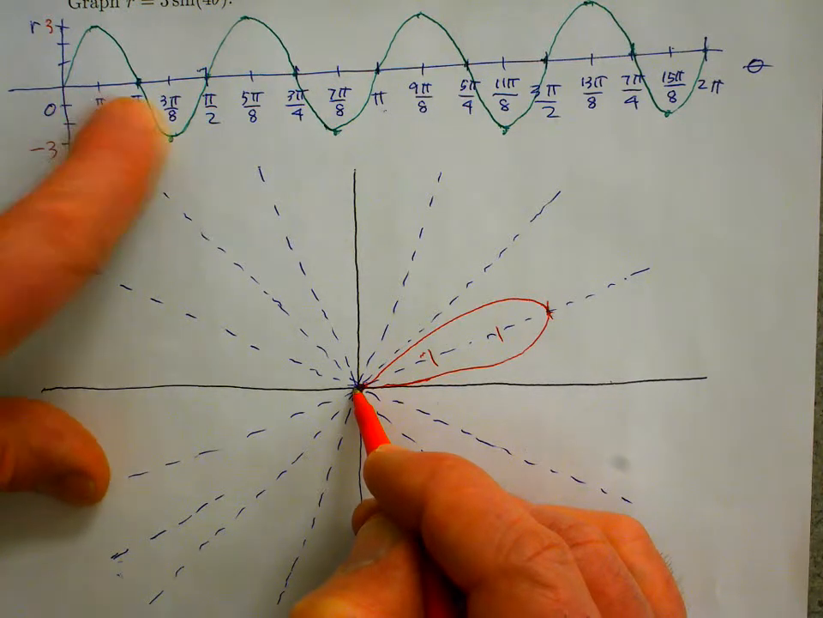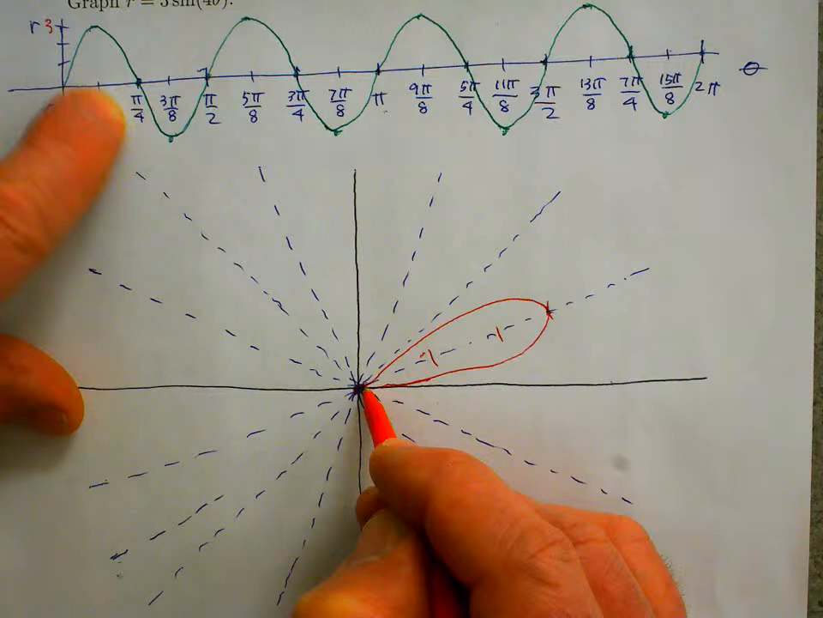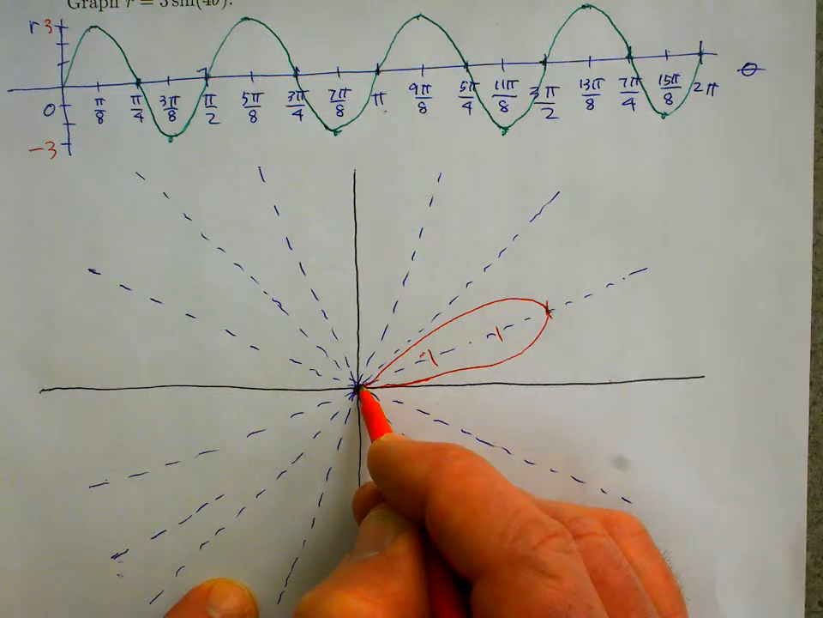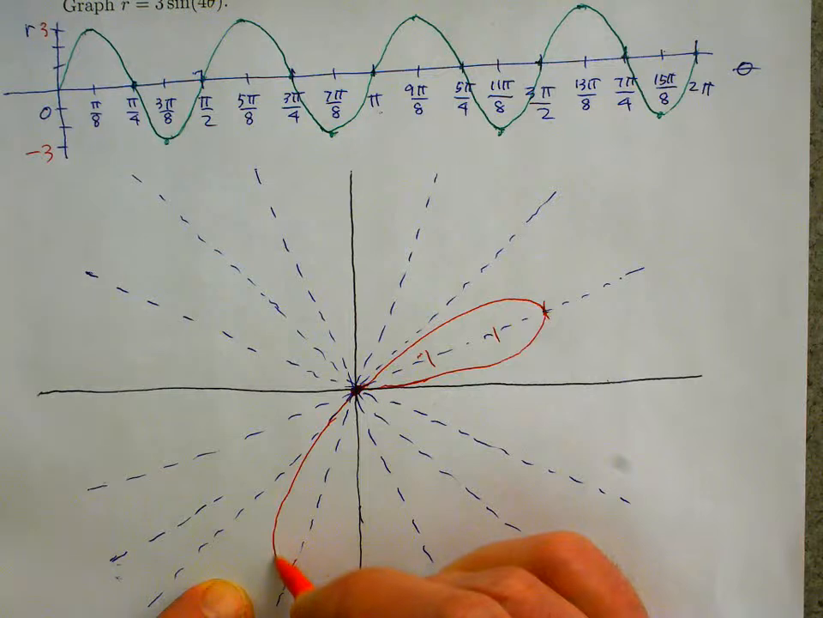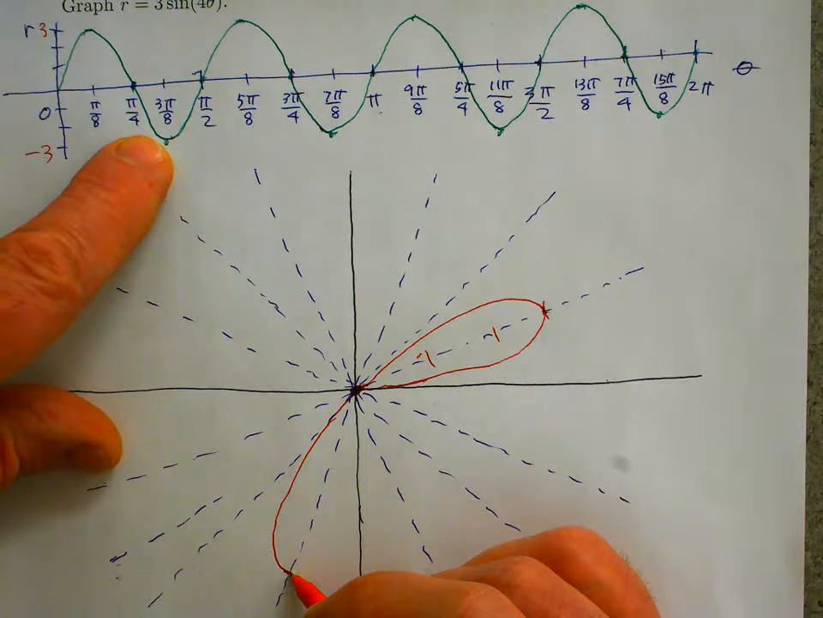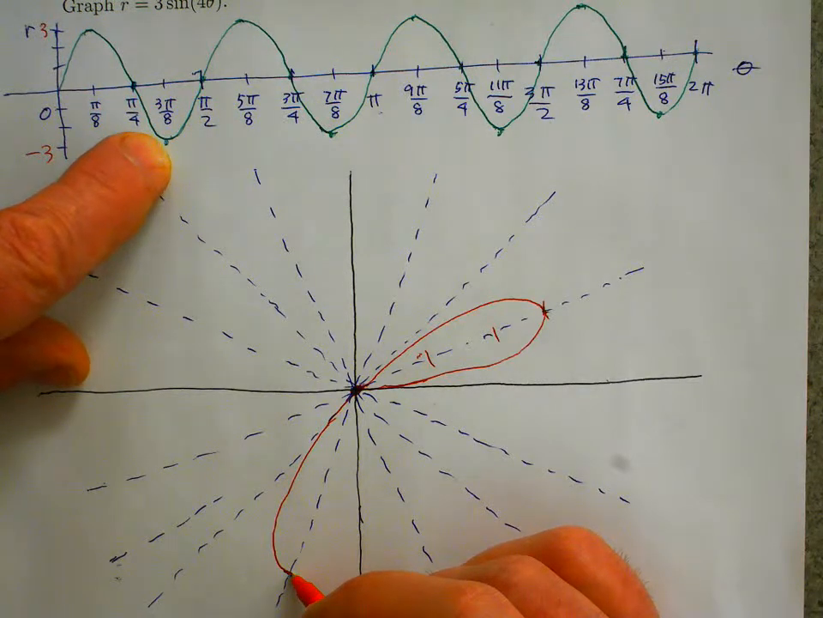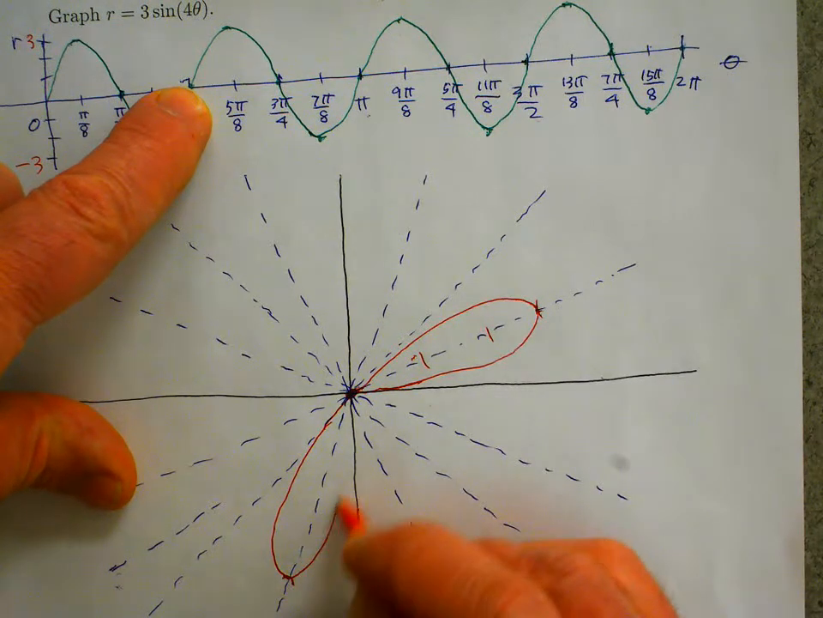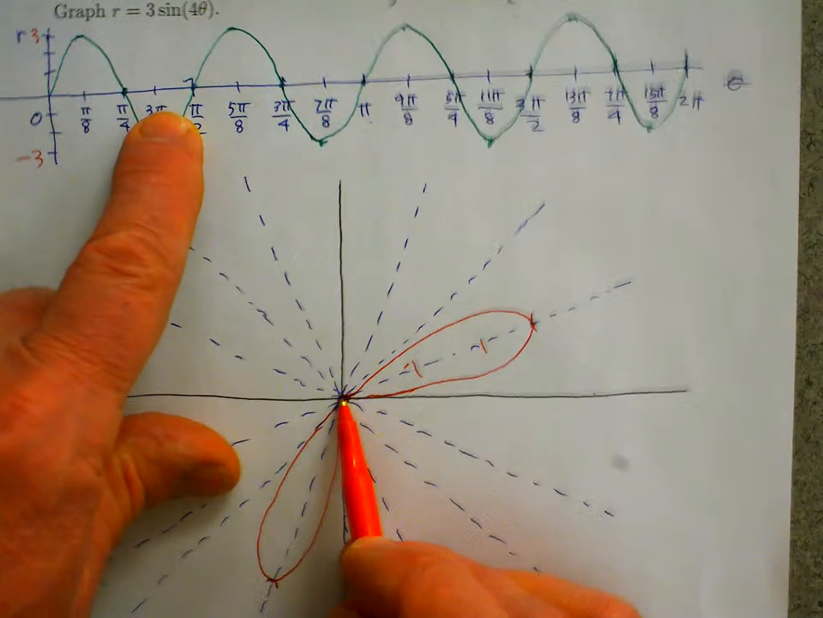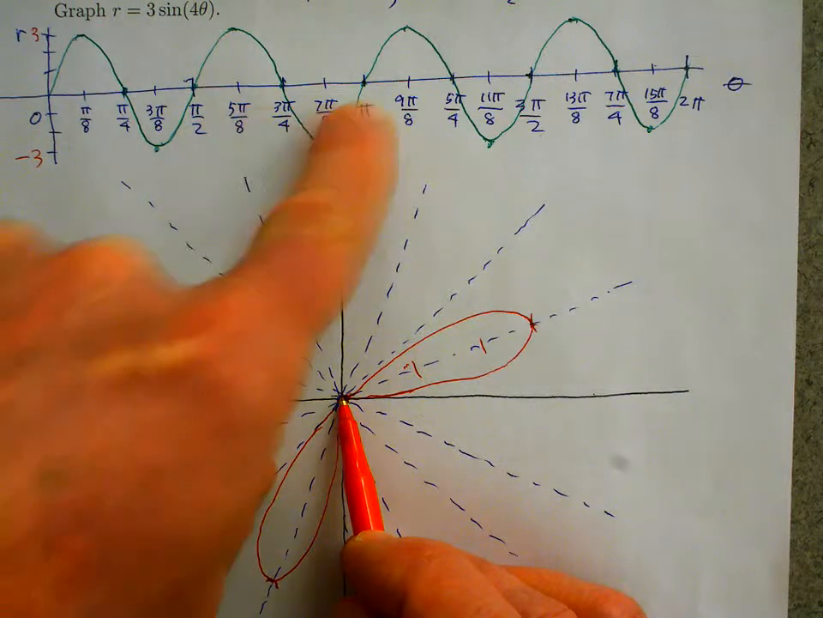Then between pi over 4 and 3 pi over 8, that's up here, but the r values are negative, so they have to go in the opposite side, which is going to be from here down to there, if that has length 3. Okay, then from 3 pi over 8 to pi over 2, the r values are still negative. So it's going to go back to 0 at pi over 2. Okay, so that gets us 1/4 of the way, and we already have 2 loops. So we still have 3 more periods left.